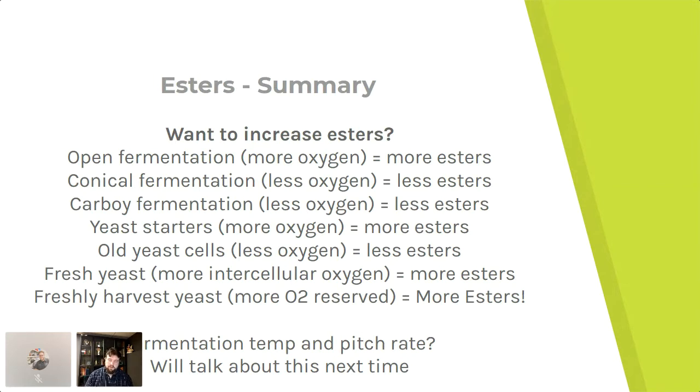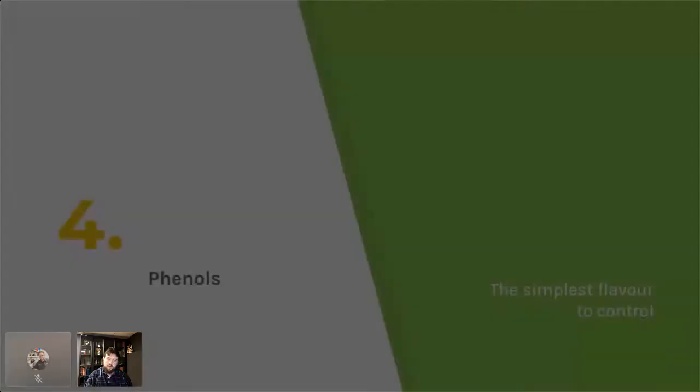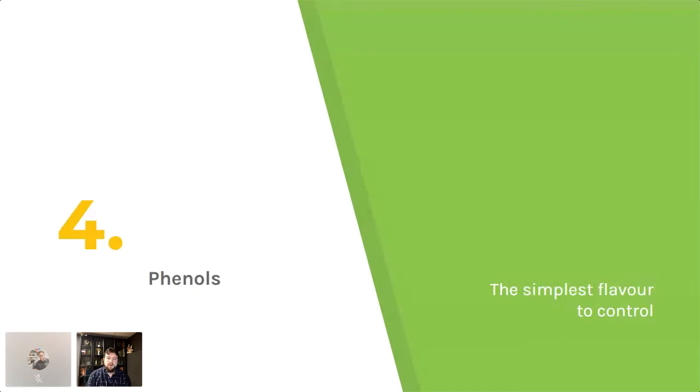Now, there are a few other things for this. Fermentation temperature, pitch rate, those are absolutely things that are going to impact the amount of esters we produce. But that's what we'll be talking about next week. And with that, we're going to move on to phenols.